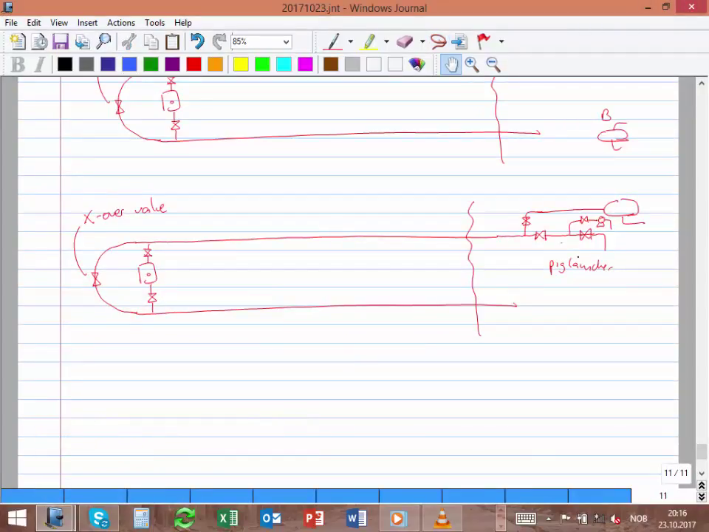It's a piece of pipe from where I send the pig, and it should have the same arrangement when the pig comes back. Here also it can go either to the separator or to another chamber here where I have my pig, the pig receiver.